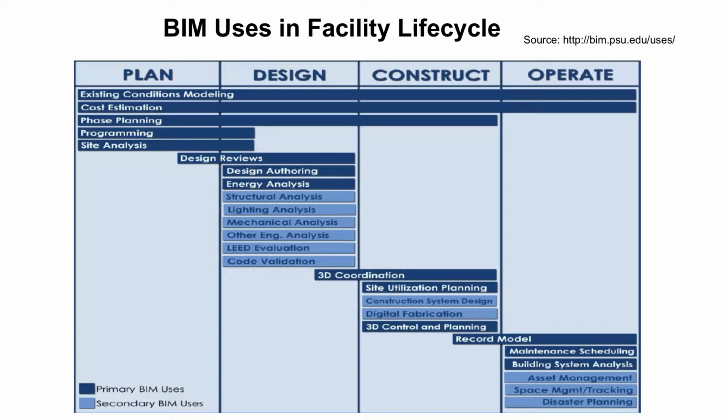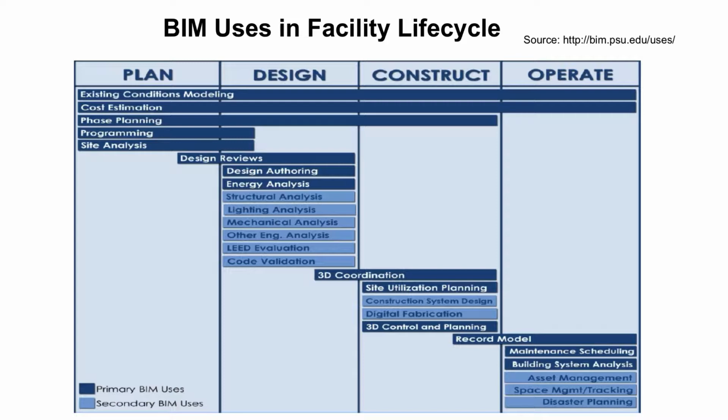The first one is model integration and clash detection for the design review and 3D coordination BIM uses. The second one is quantity takeoff for the cost estimation BIM use. The third one is 4D construction progress management for the 3D control and planning BIM use.